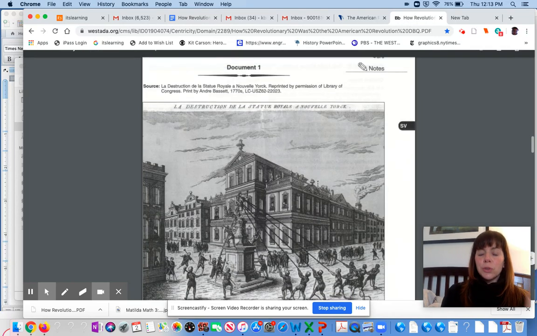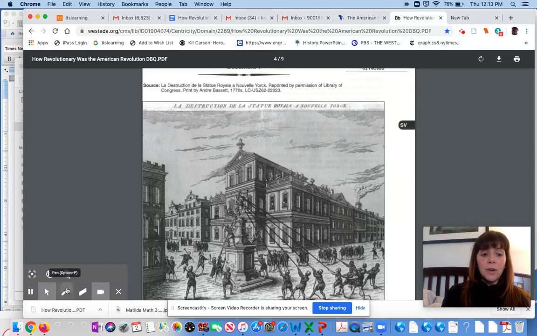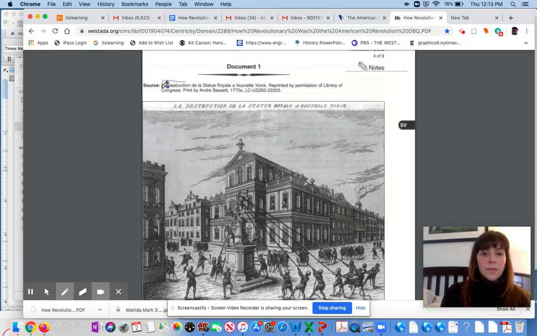All right. So the first source is French. First of all, you can tell it's French because this is French language. And this is a royal statue, and it's being pulled down, right, in New York, Nouvelle York, okay? And it's being pulled down, it's being destroyed. And so if you think about it, that's very literal, right? Document one is literally, tangibly, not figurative.